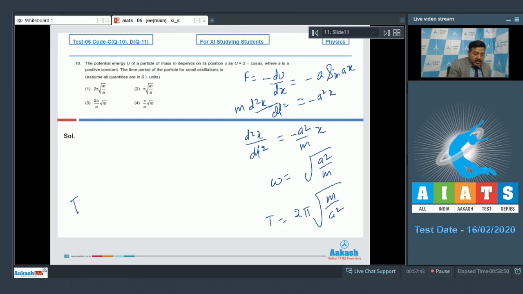So the time period, if I take this a outside, is 2 pi by a under root m. And if we look at the options, we can see that it is matching with option 3. So option 3 is correct for question 10. Let's go to the next question now.